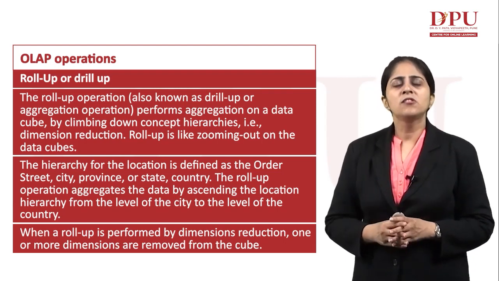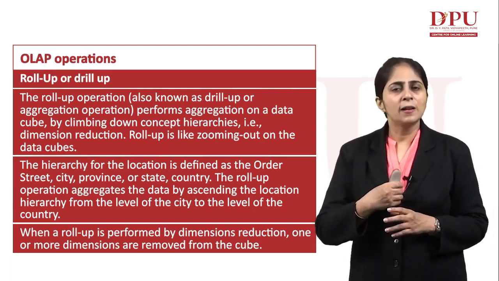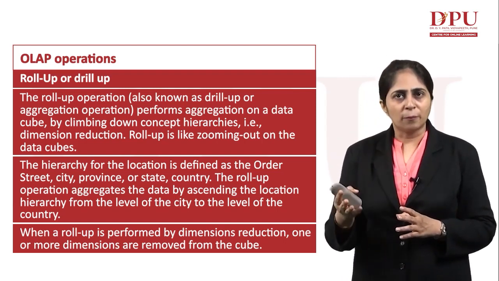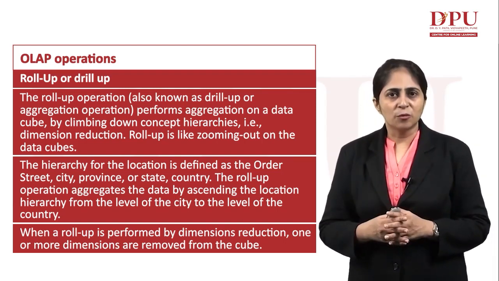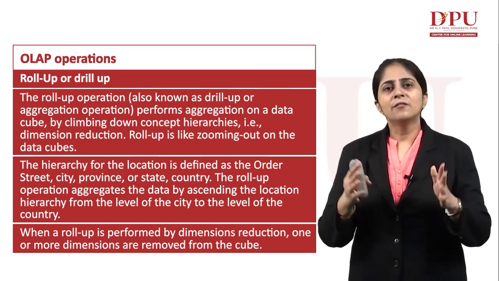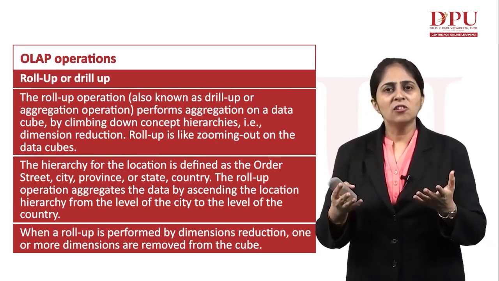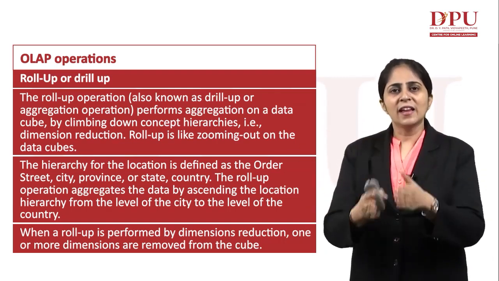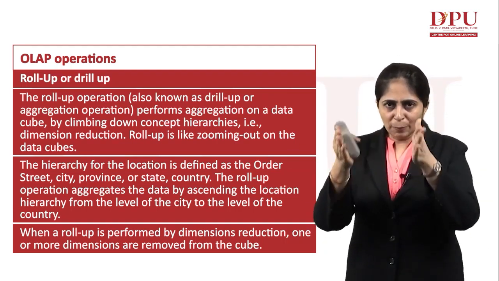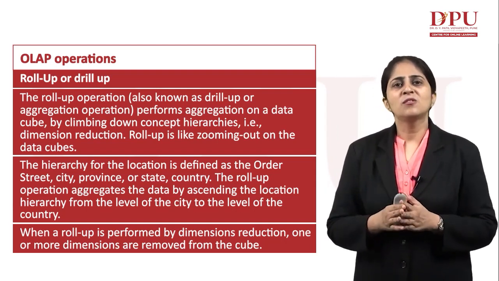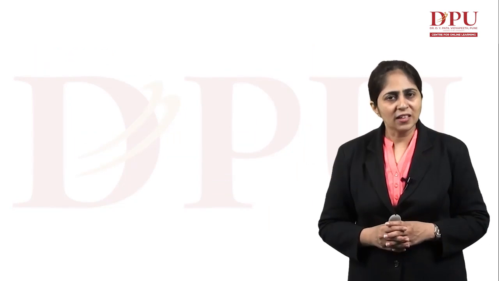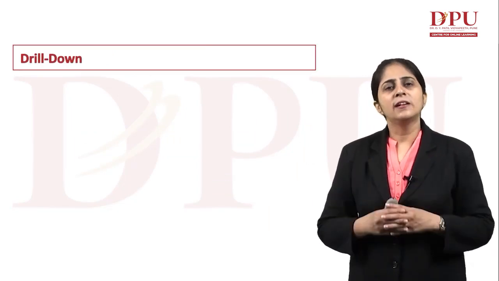So the very first operation that OLAP helps us in performing is the roll-up operation or drill-up, also known as aggregation, which works in a very similar way to the zoom out feature: dimension reduction, removing extra dimensions and just focusing on a particular part. So that is the roll-up operation in OLAP. The second operation is drill down.